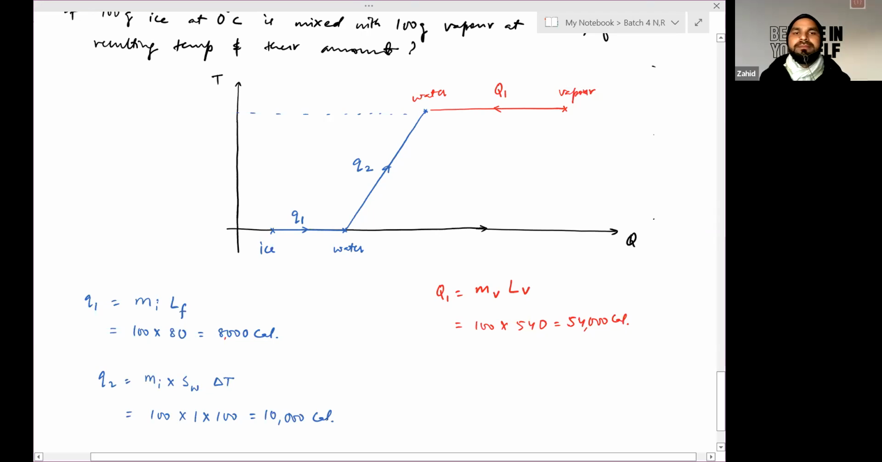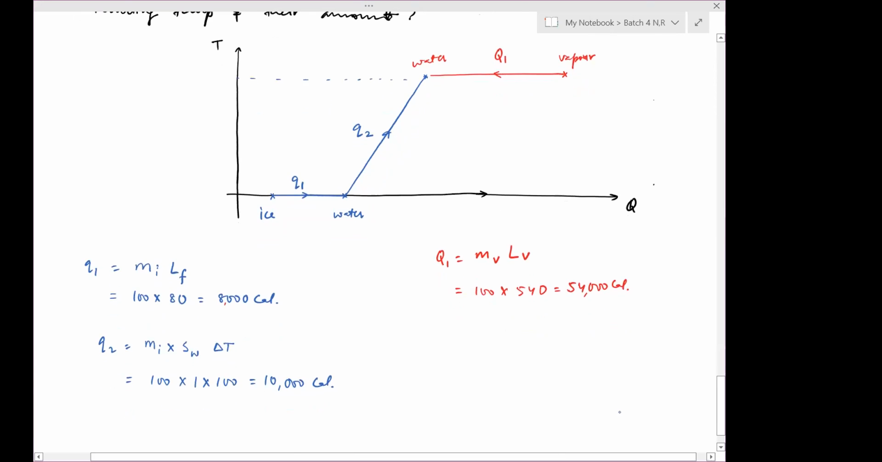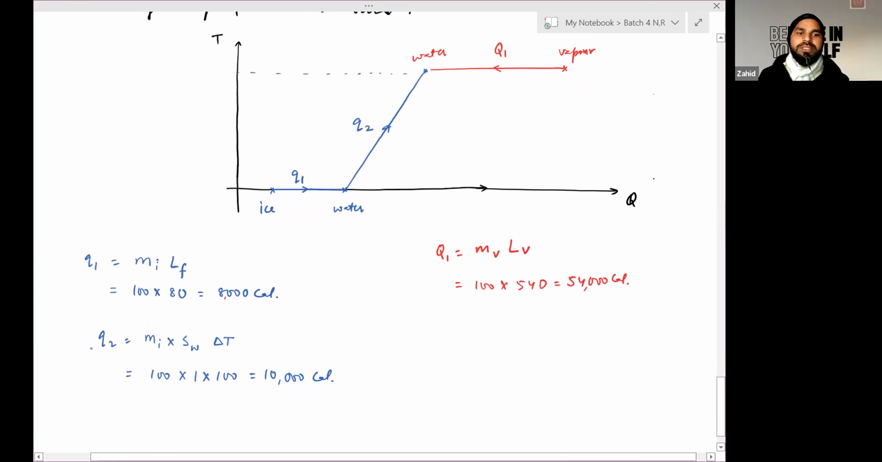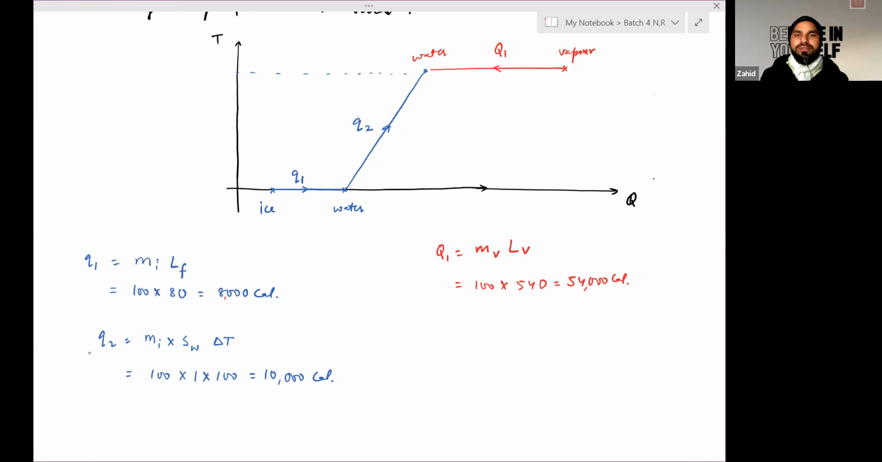Is it clear? So it will be calorie per gram, right? No, we are calculating energy, so it will be in terms of calorie. Okay. Is it clear to all till this part? Yes, sir.